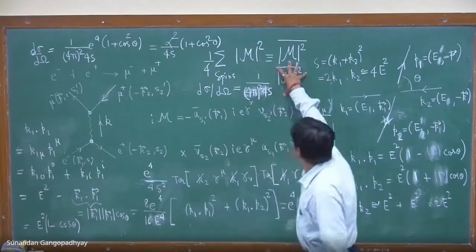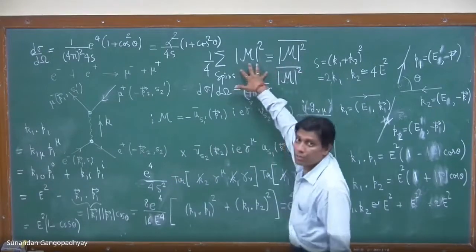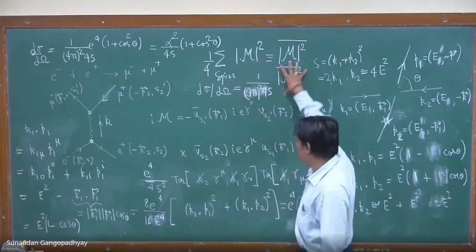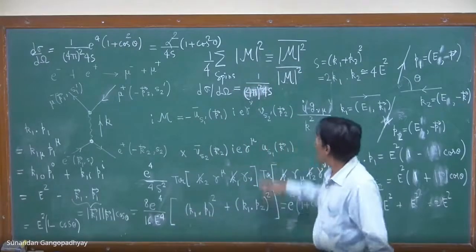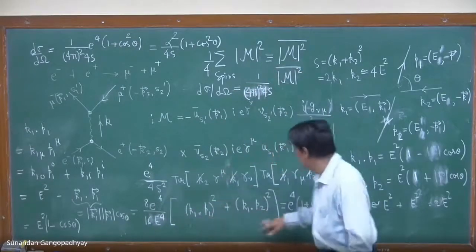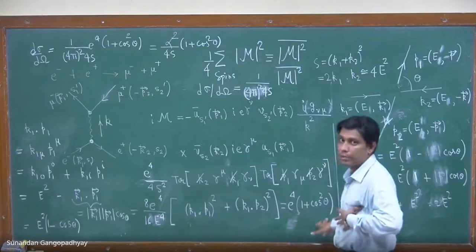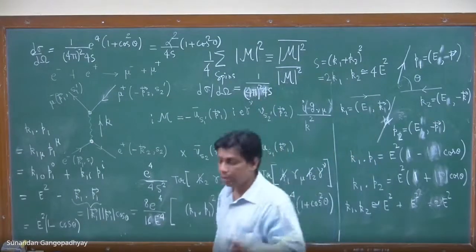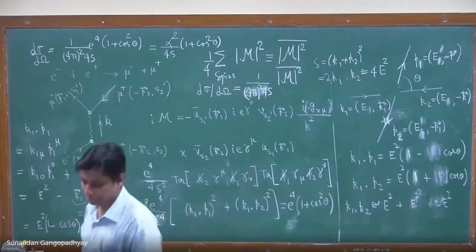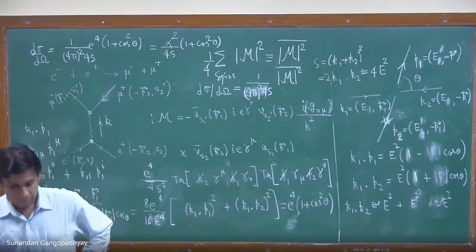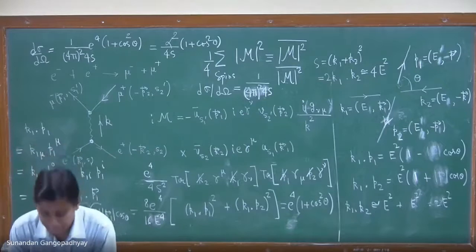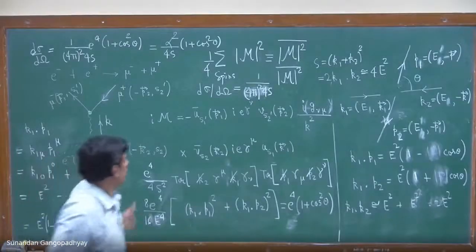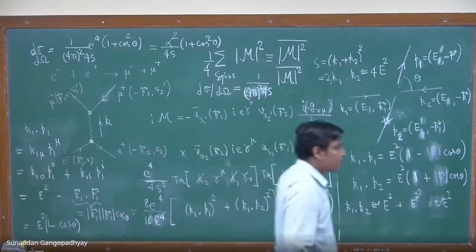Where this part is the averaging over the matrix element mod square, which we have calculated. In the center of mass frame, this thing basically becomes e to the fourth, 1 plus cos square theta, divided by 4 pi whole square by 4s. So this is an example of an inelastic scattering.